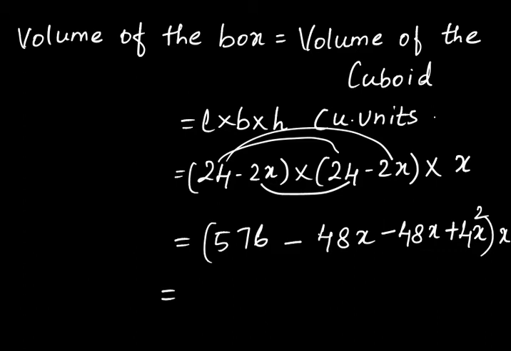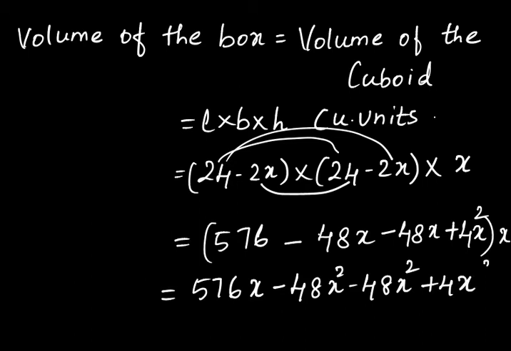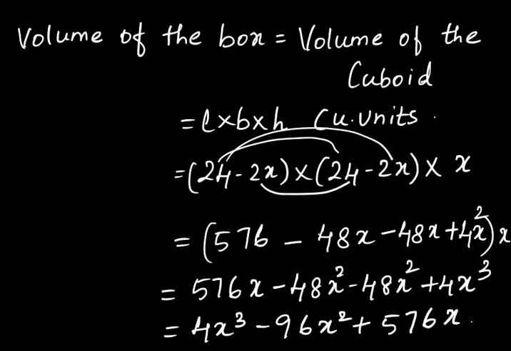We will get 576x minus 48x square minus 48x square plus 4x cube. We will just rearrange it. 4x cube, you have minus 48x square and minus 48x square. So add these two. We'll get 4x cube minus 96x square plus 576x. And this is the volume of the box.